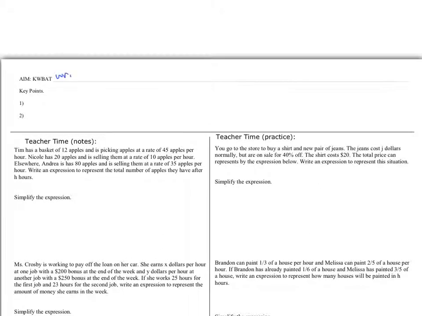Write and simplify expressions from real-world problems.